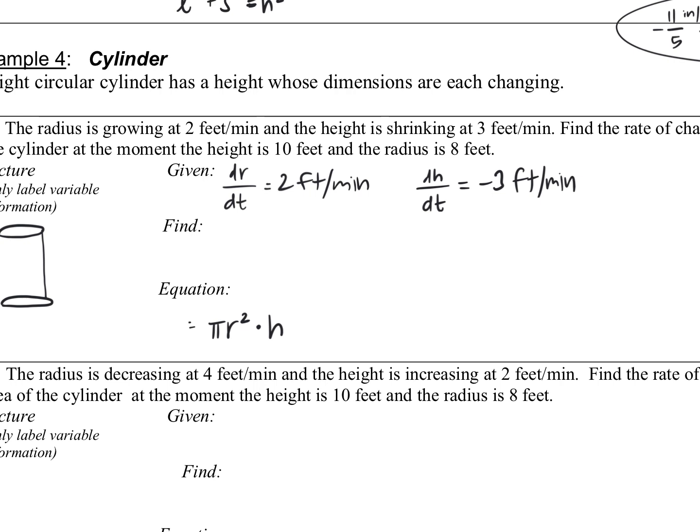Is the 2 the circumference? The 2 pi r squared means something. I don't know what it means.